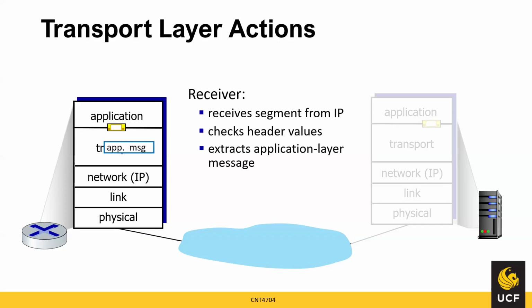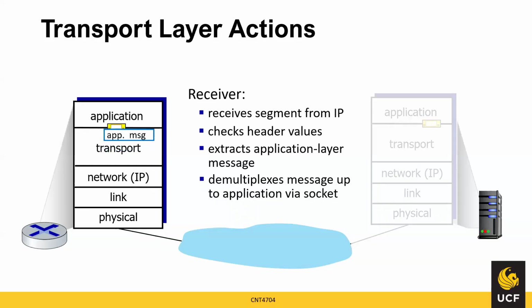After checking the header, the transport layer would remove the original application message, and at this point the raw data is ready to be delivered. And then finally, the transport layer would deliver the message to the correct user, by using the socket. This ensures the right application, like your web browser, is getting the data that it is intended to get.